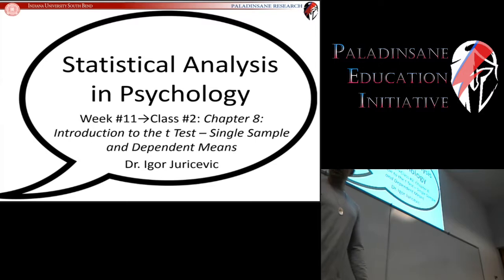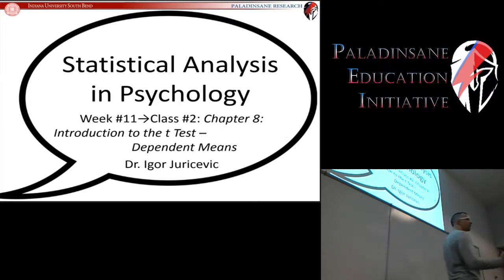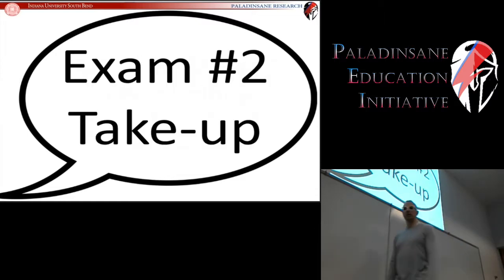So what we're going to be doing today is we're going to continue on with our look at Chapter 8. We took a look at the single sample t-test last time. Today we are going to continue on with our look at the dependent means t-test, another situation that oftentimes occurs in psychology, even more so than the single sample t-test. We're going to see one small little tweak that we need to make in order to run this hypothesis test. But before we get to that, we are going to take up exam number 2 at this time.